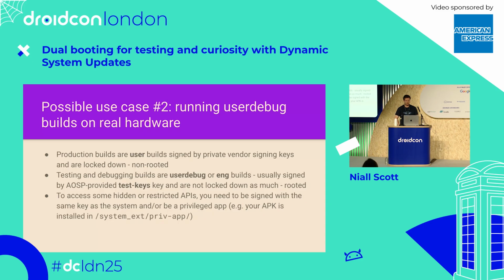Another use case is that when you run a production version of Android, the system is signed with private vendor signing keys, and the device is usually in a non-rooted state. However, for testing and debugging builds of the platform, userdebug or engineering builds, they are usually signed by AOSP-provided test keys. These builds are not locked down as much as production builds and are usually rooted.